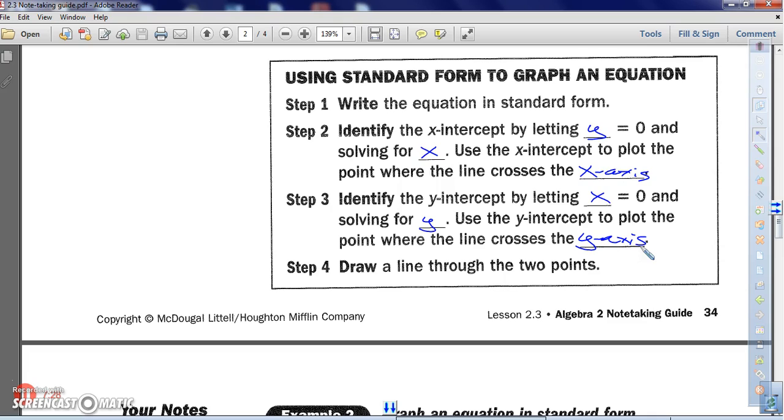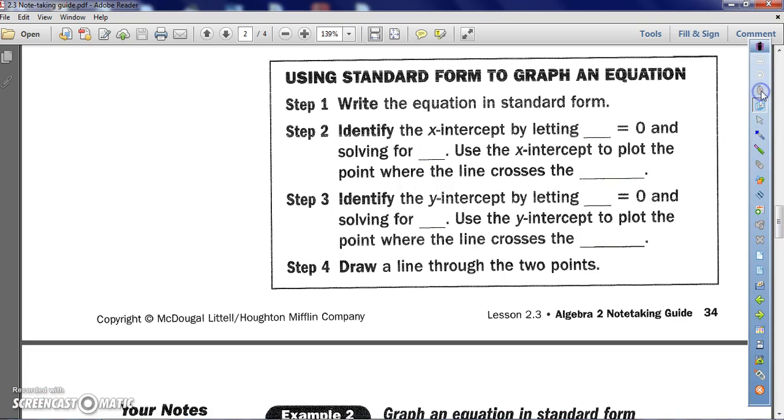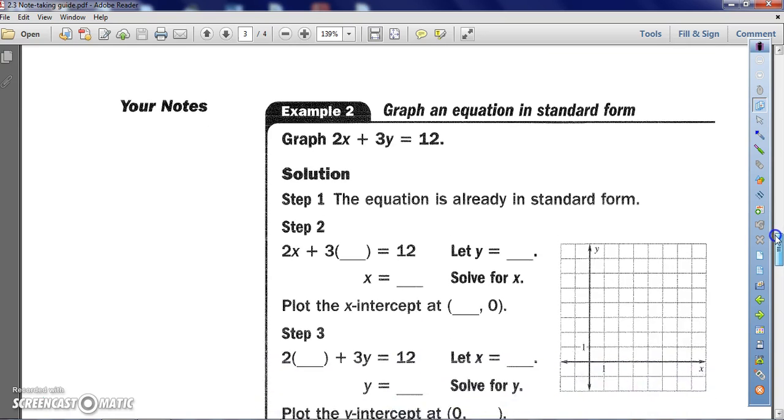Now, having said that, we could also use the shortcuts. Remember, to find the y-intercept, well, that's c over b. And to find the x-intercept, well, that's c over a. And so those would be shortcuts to finding the x and the y-intercepts when we do this. And so let's look at an example here and see how this might work. So we're going to take a look at example number 2.